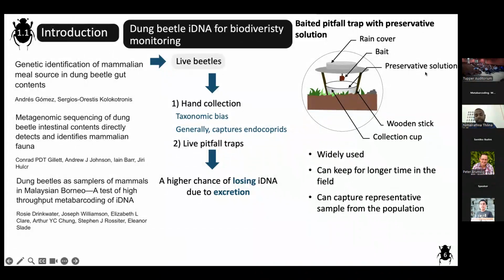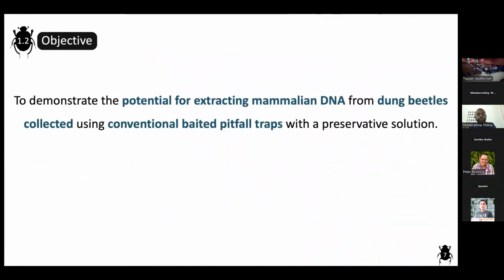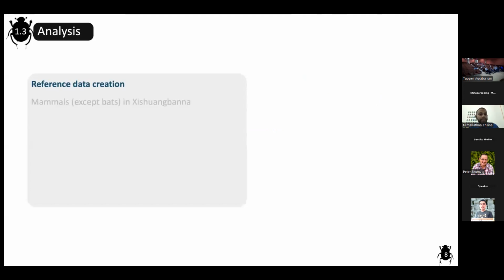However, the most commonly used method is the pitfall trap with the preservative solution to collect dung beetles. They can capture a representative sample from the community using the baited pitfall trap with the preservative solution. However, until now, it is unknown whether we can get DNA from these traps. So in this project, we are looking at whether the dung beetles collected from the conventional baited pitfall trap with the preservative solution actually preserve the dung beetle gut content.